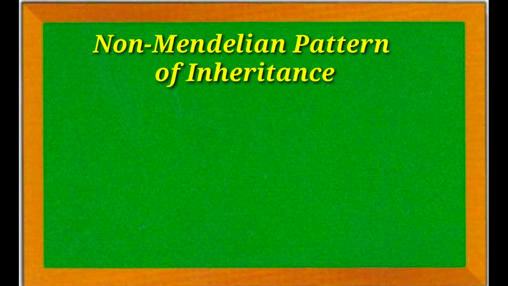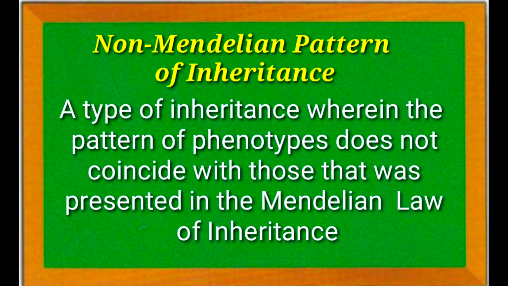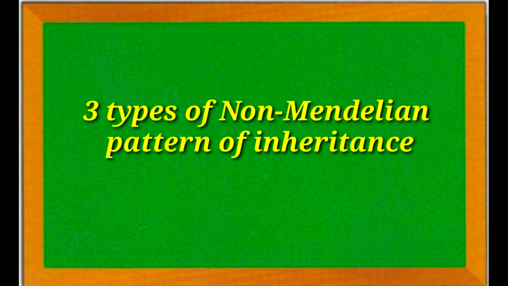Next, we have non-Mendelian pattern of inheritance. This is a type of inheritance wherein the pattern of phenotypes does not coincide with those that was presented in the Mendelian law of inheritance. And this is our topic for today. There are three types of non-Mendelian pattern of inheritance. So let's discuss first the incomplete dominance.